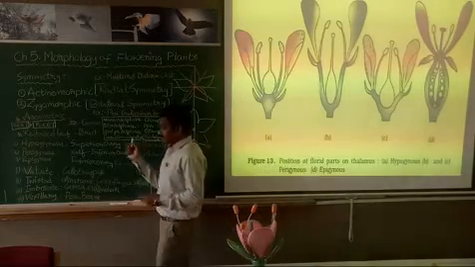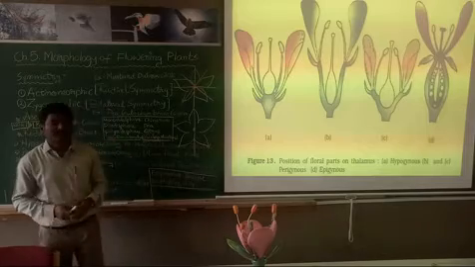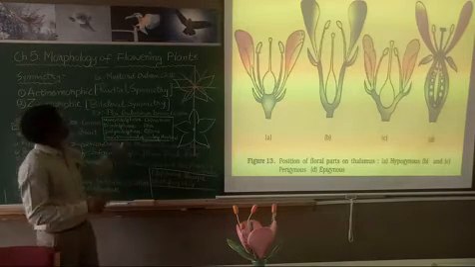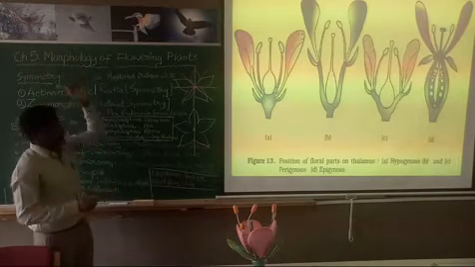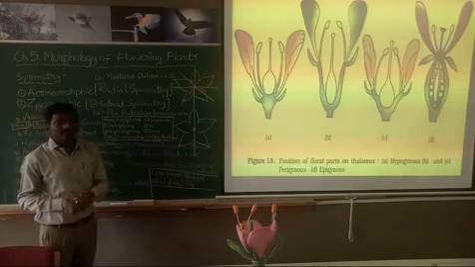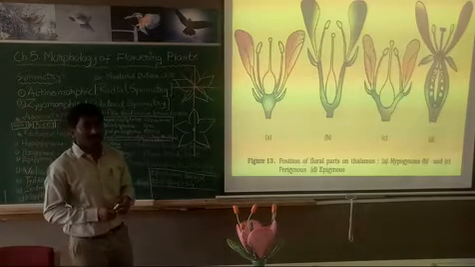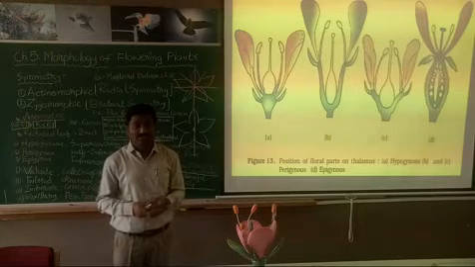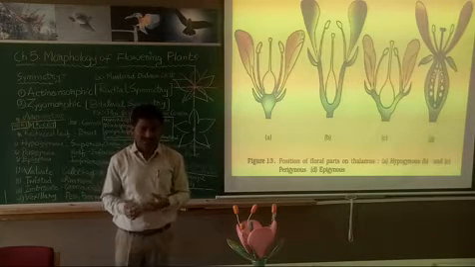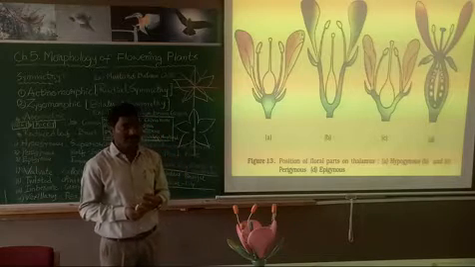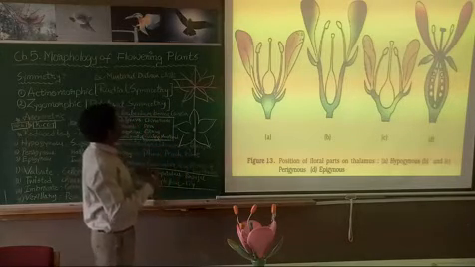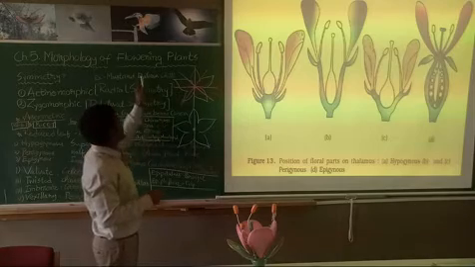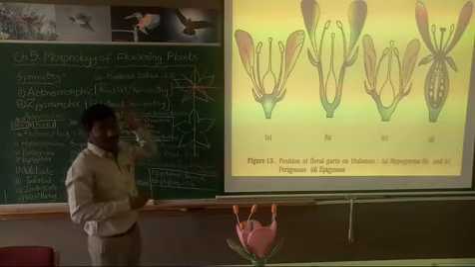Today we are going to discuss a new chapter from botany. It is nothing but morphology of flowering plants. First of all, you should know what is meant by morphology. It is a branch of biology which deals with external characteristics of living organisms. So in this chapter we are going to discuss exclusively the external characteristics of flowering plants.